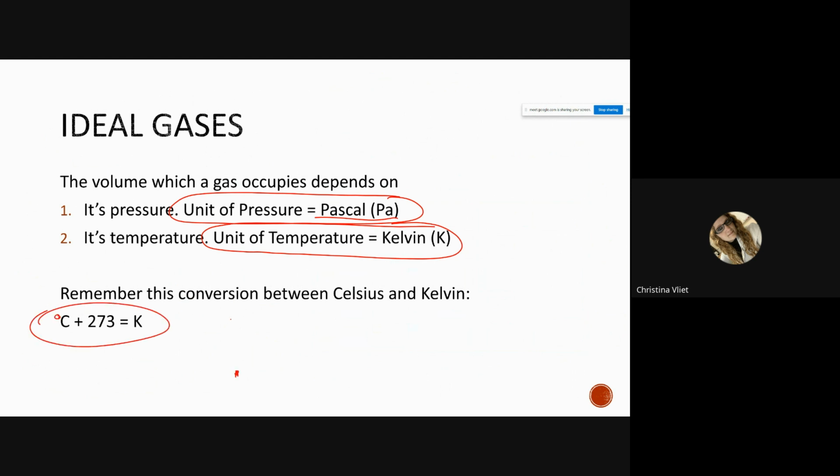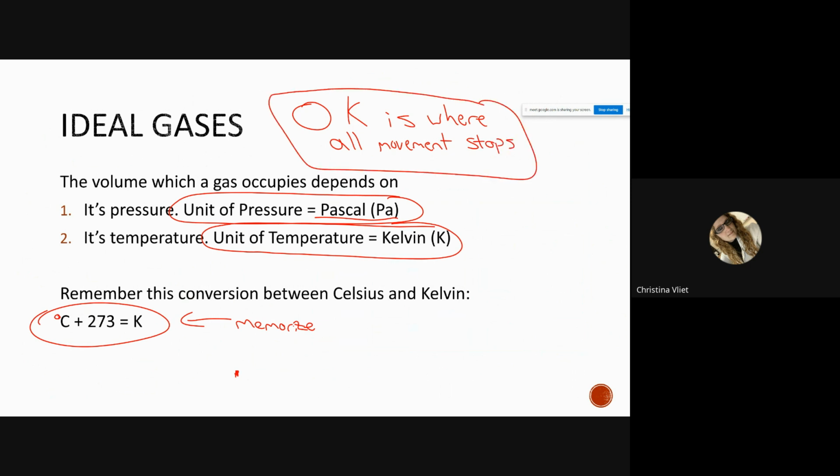Put this on your memorize list. It's an easy conversion, meaning to go from Celsius to Kelvin, you add 273. 0 Kelvin is where all movement stops, meaning molecules don't even vibrate anymore. There can be nothing in the gas phase at 0 Kelvin, not even helium. Everything is a solid, like a frozen planet.